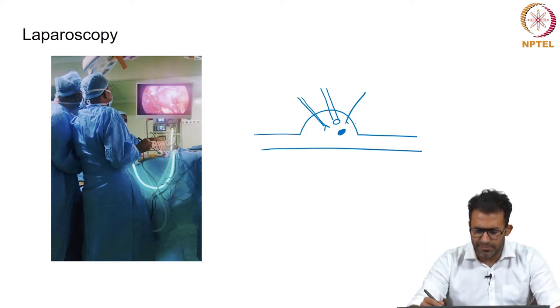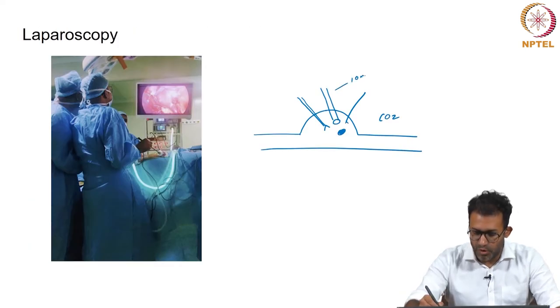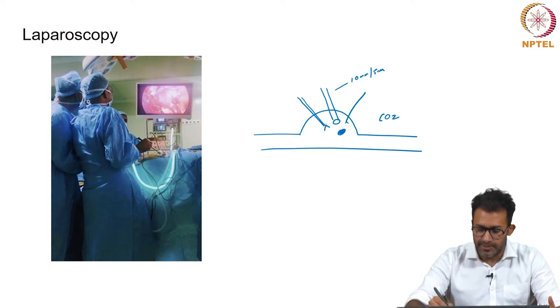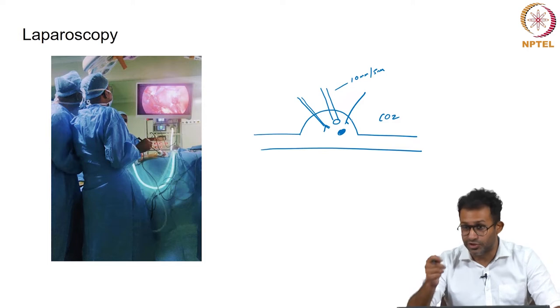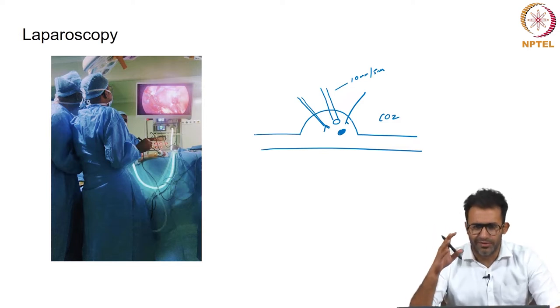As you can see in this diagram, this is the abdomen. You inflate the abdomen with gas, usually carbon dioxide, and put in a camera, usually a 10 mm or a 5 mm camera. Then you have working ports, 2, 3, 4, depending on how you use them. These can involve graspers and needle holders. You can suture, cut, and remove things. There are a whole host of videos available on YouTube or any other platform, so you can watch them to understand what really happens in laparoscopy.